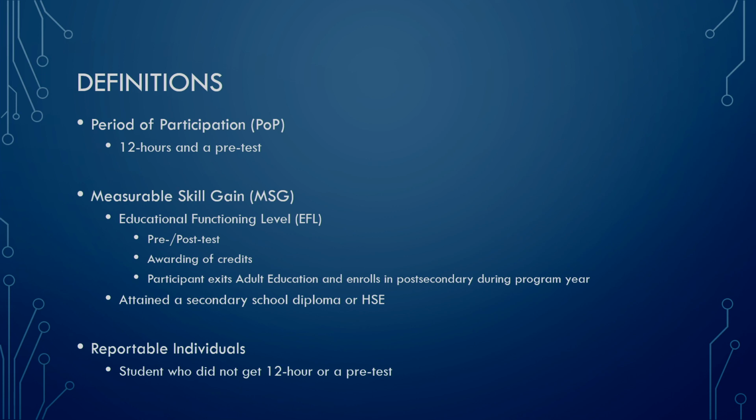On the flip side, a student can also have more than one period of participation within a year. If a student has 12 hours and a pretest, gains a period of participation, and then stops coming, a 90-day inactivity period will trigger a new period of participation if the student comes back. When the student does come back, though, they need another 12 hours and a new pretest in order to start a second period of participation.